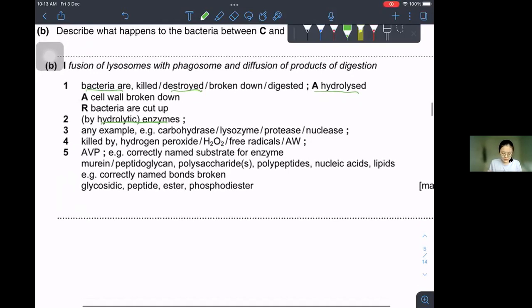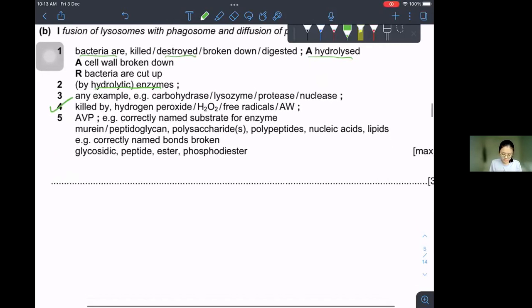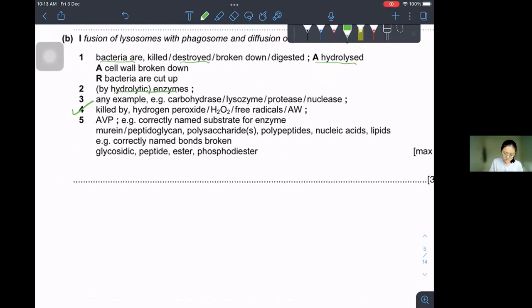So, the bacteria is actually killed by the hydrogen peroxides or free radicals. So you can include this in your answer as well. Then if you want, you also can name the substrate of the enzymes. For example, you can say polypeptides, nucleic acid, lipids, and you can name the bonds that have been broken.